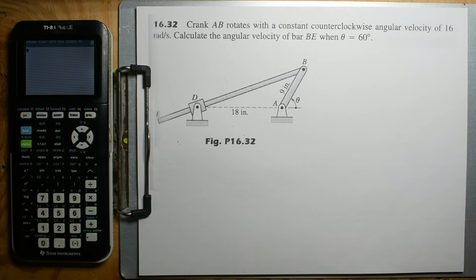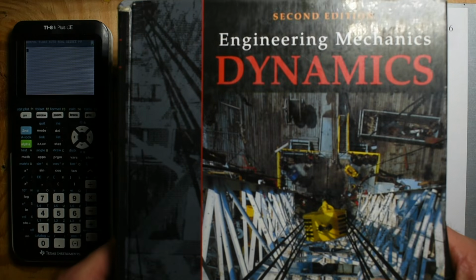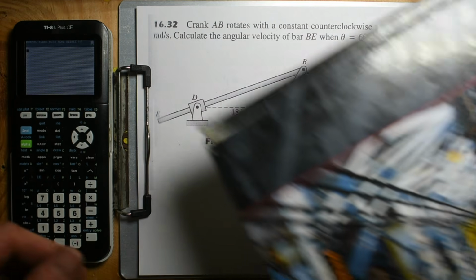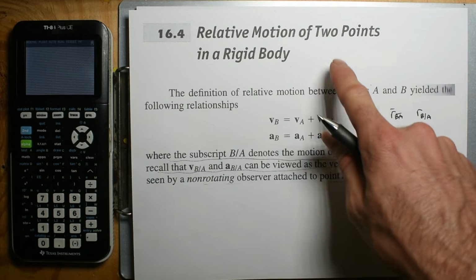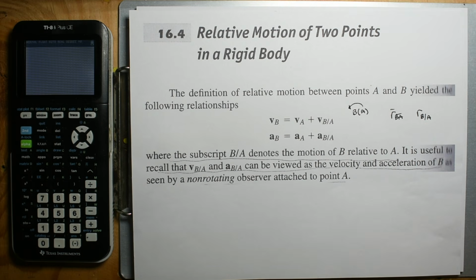Alright, we have a dynamics problem. We're going to do relative motion. What we have is the relative motion of 2 points. You can kind of read this. This is going to be the definition.